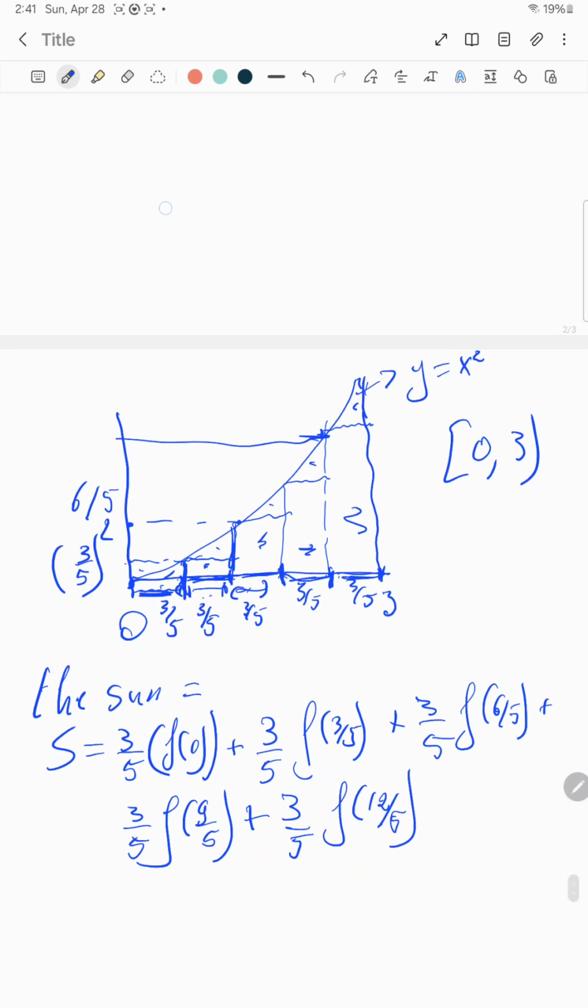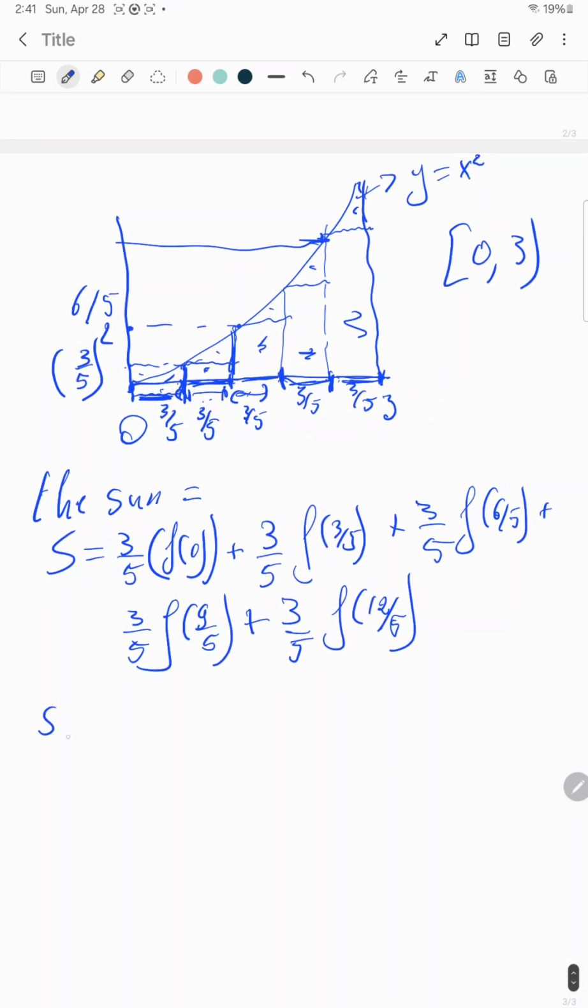So my sum would be equal, and I will put the line under the S, because this is the lower value of my area, and then when I start from here, I will put the line above the S.